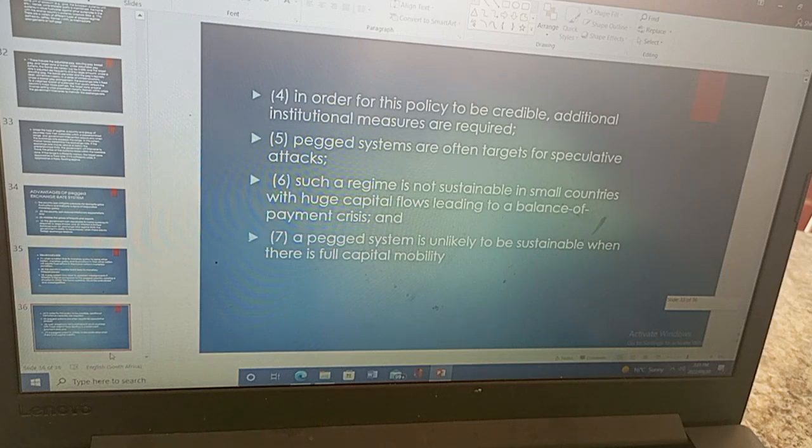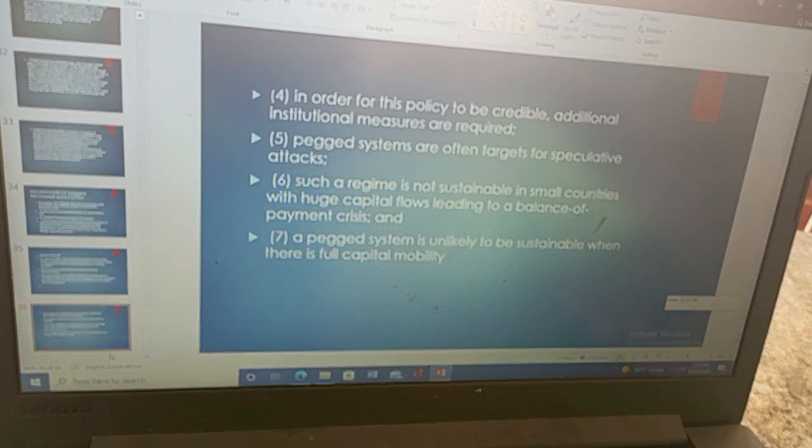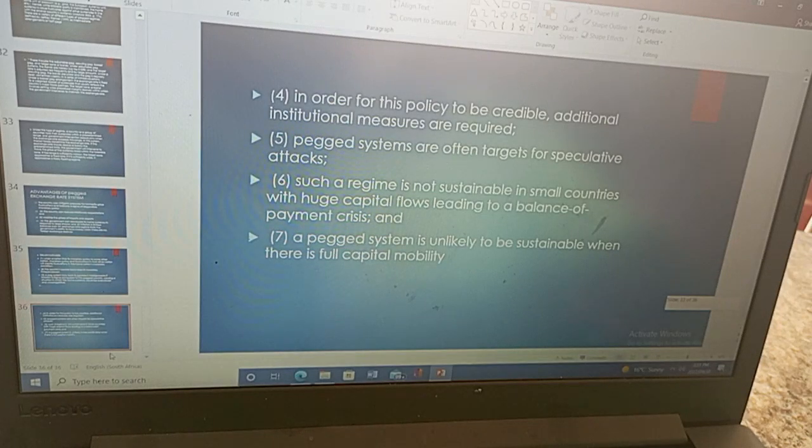Another point is that in order for this policy to be credible, additional institutional measures are required. Peg systems are often targets for speculative attacks. Such a system is not sustainable in small countries with huge capital flows, leading to a balance of payment crisis. And then a peg system is unlikely to be sustainable when there is full capital mobility.